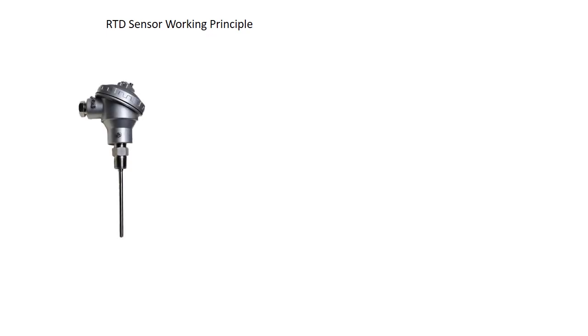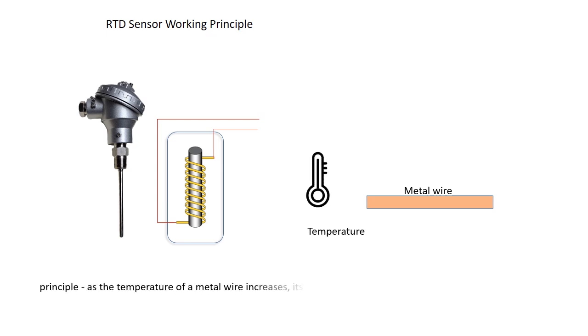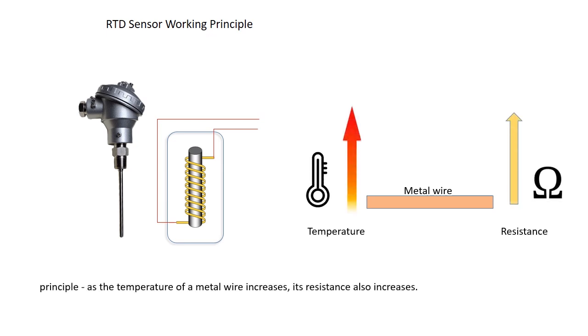An RTD sensor, or resistance temperature detector, is a temperature sensing device that looks like a small metal probe, usually cylindrical in shape. Inside it has a thin wire made of materials like platinum, nickel, or copper, which is coiled up and protected by a metal casing. The RTD sensor operates on the principle that as the temperature of a metal wire increases, its resistance also increases. An RTD sensor measures temperature by using the resistance of a material.